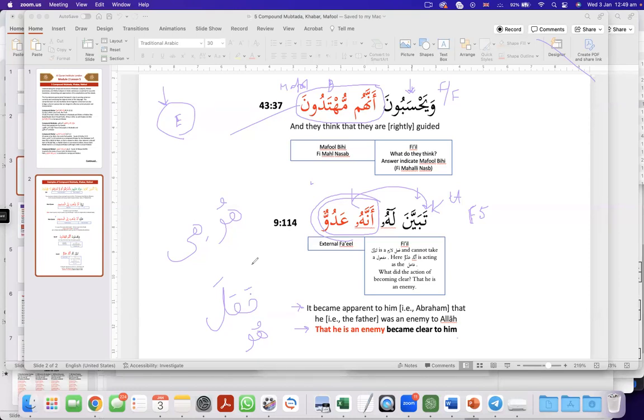Okay. And you would not consider it, I mean, what became clear to him that he's an enemy? You would not consider it like a maf'ul. No, I mean it's not me. It is how it is all classified in the grammar. It has to be that way, because different rules will predominate under different circumstances.